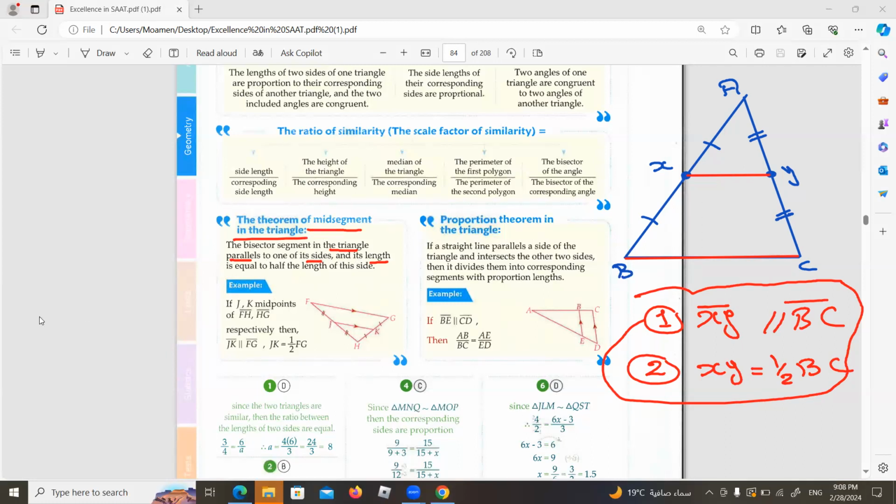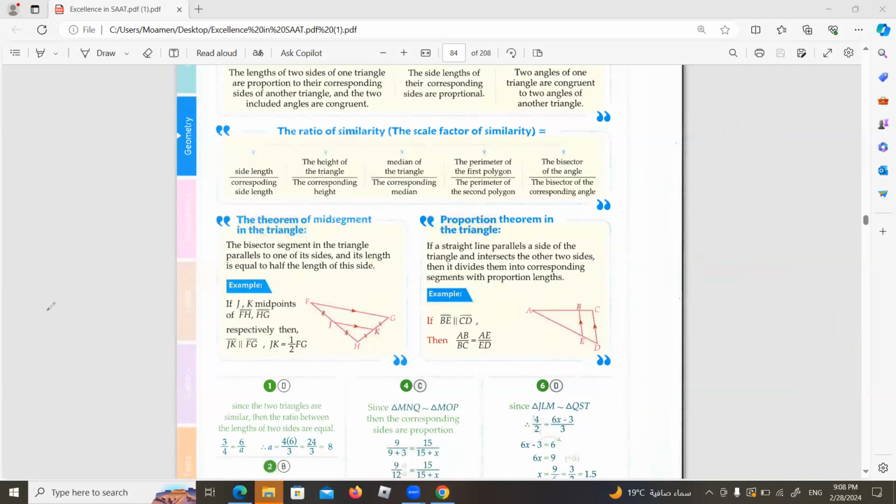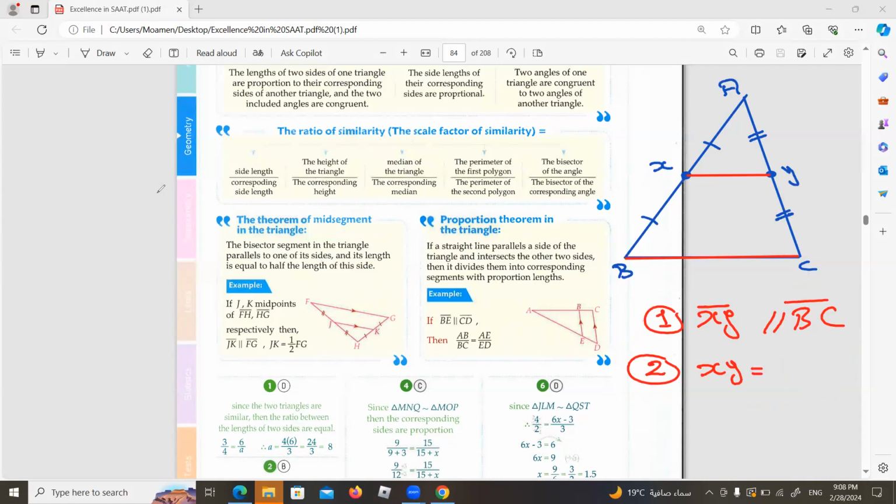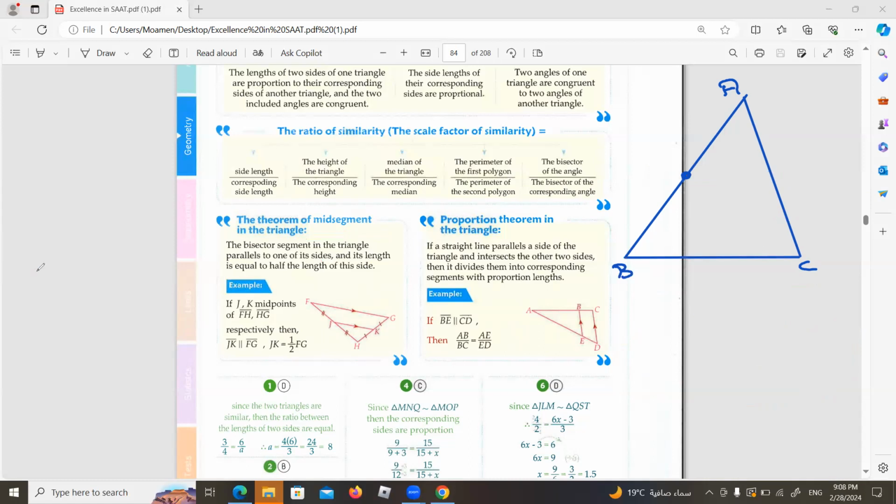The mid-segment theorem. Okay, we're going to the last point in this lesson, which is called the proportion theorem. We're going to use the same triangle in order to draw another triangle. This is my triangle like this, the triangle ABC. If I say that I have a line, this line is parallel to BC, so I just draw a line like this.